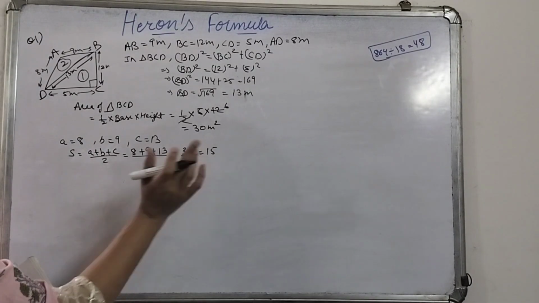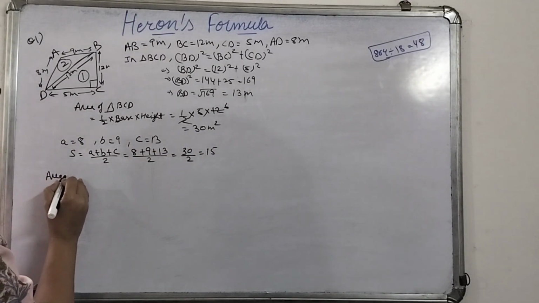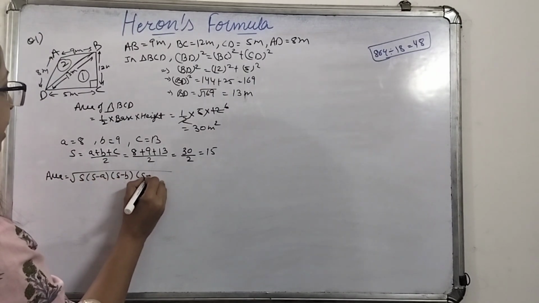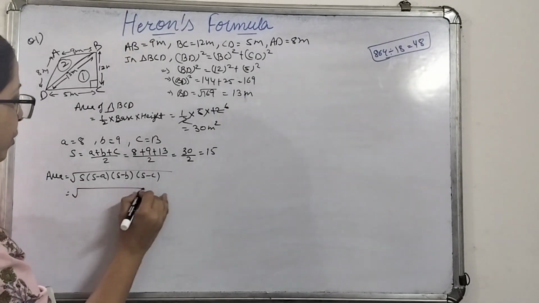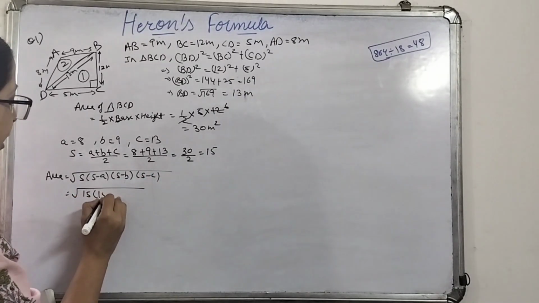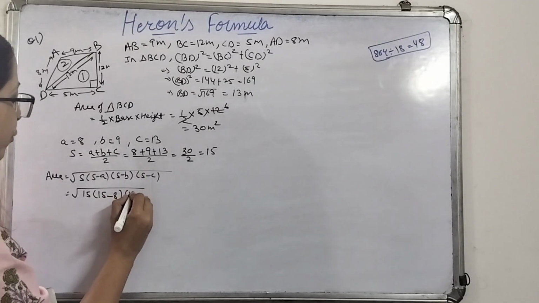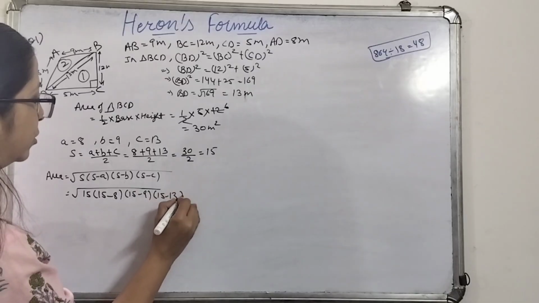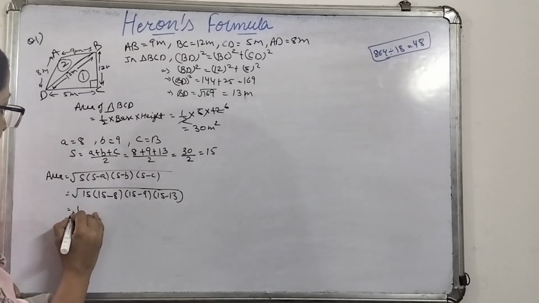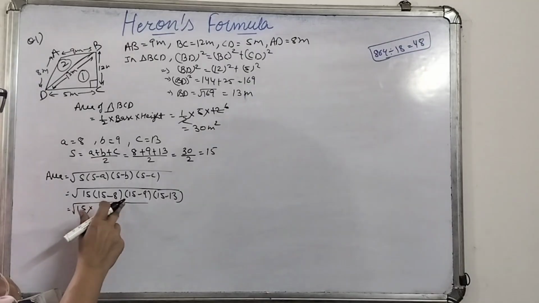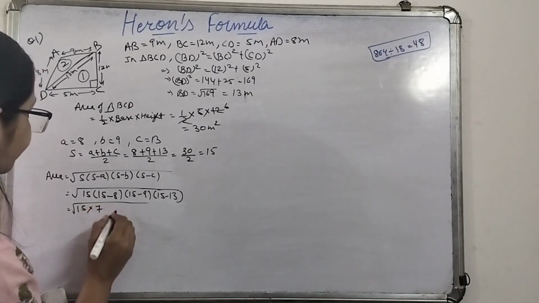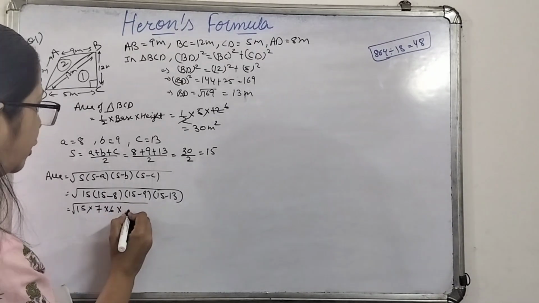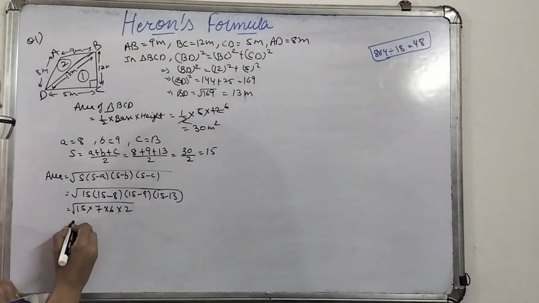Now, if 15 is the semi-perimeter, the area will be given by the root of s into s minus a, s minus b, s minus c. So s is 15, 15 minus a is 8 less, 15 minus 9, and 15 minus 13. So this will be 15 multiplied by 15 minus 8, which is 7, 15 minus 9, which is 6, and 15 minus 13, which is 2.